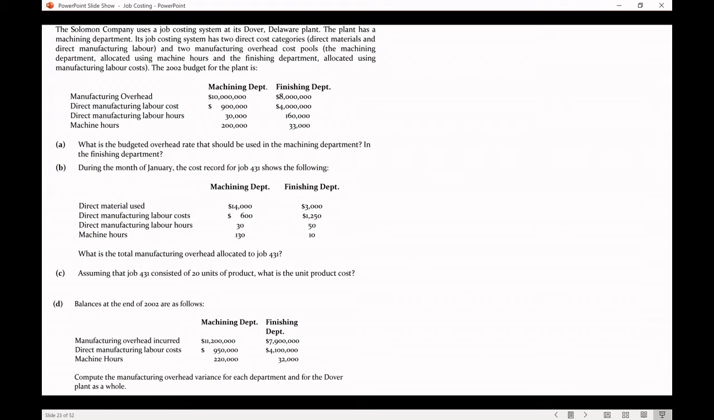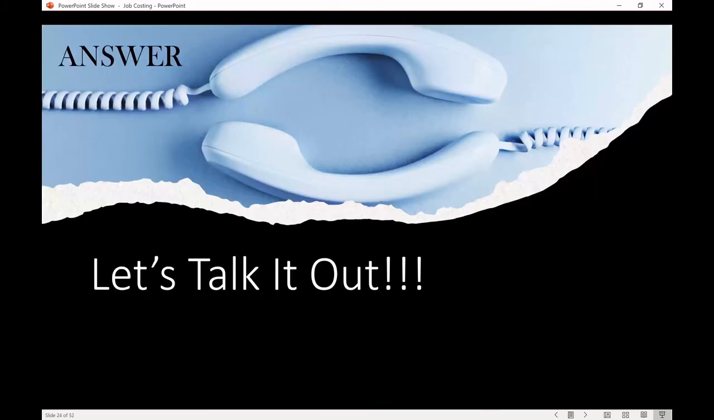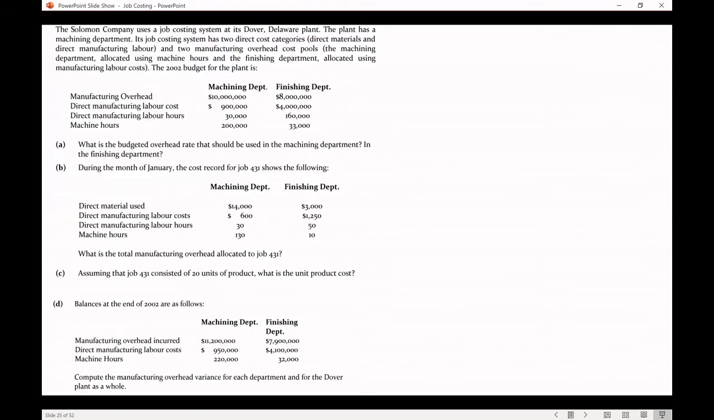So here, it asks us to compute the manufacturing overhead variance for each department. So we're going to find it for the machining department, the finishing department, and the Dover plant as a whole. The Dover plant as a whole is going to be the combination of both departments, right? So let's look at what that looks like. It says to talk it out, but let's go into it, right?